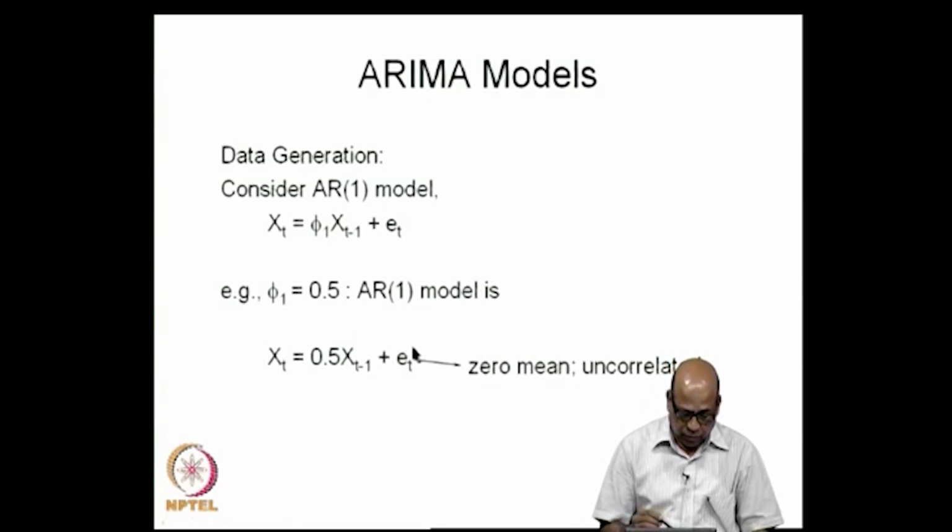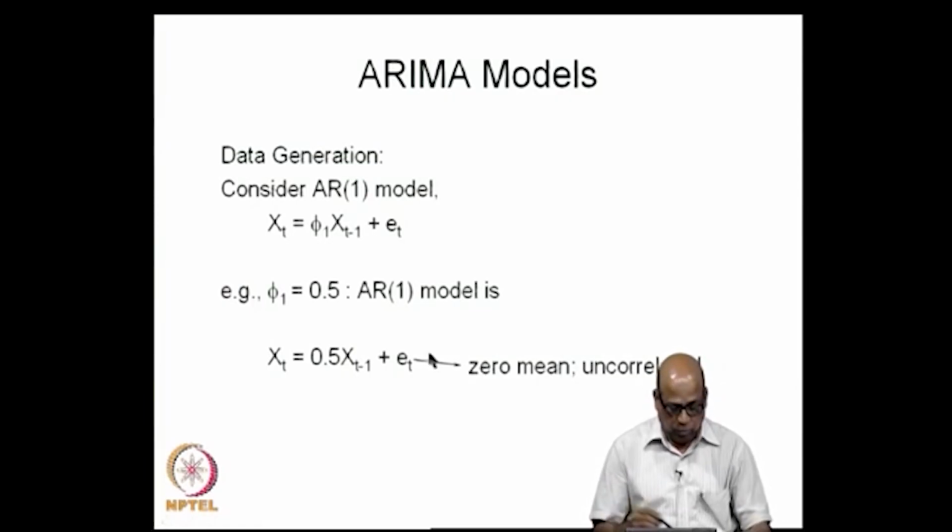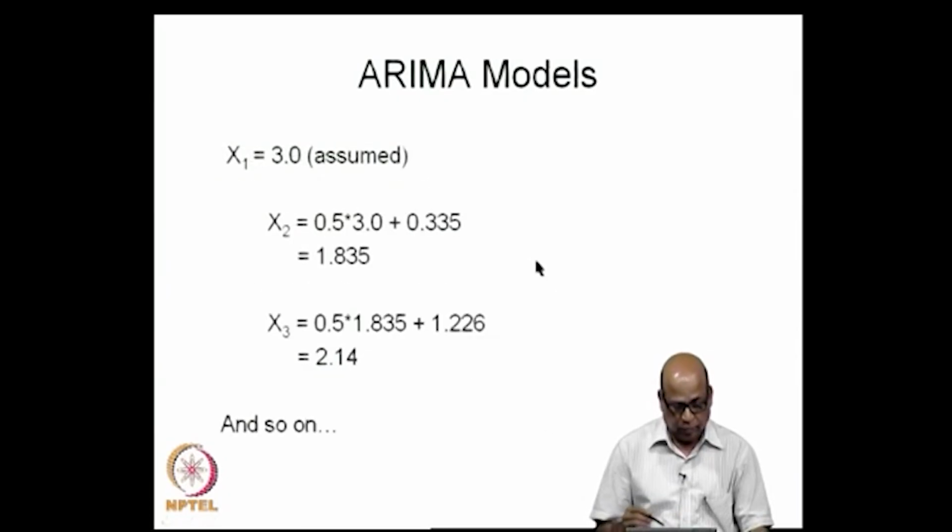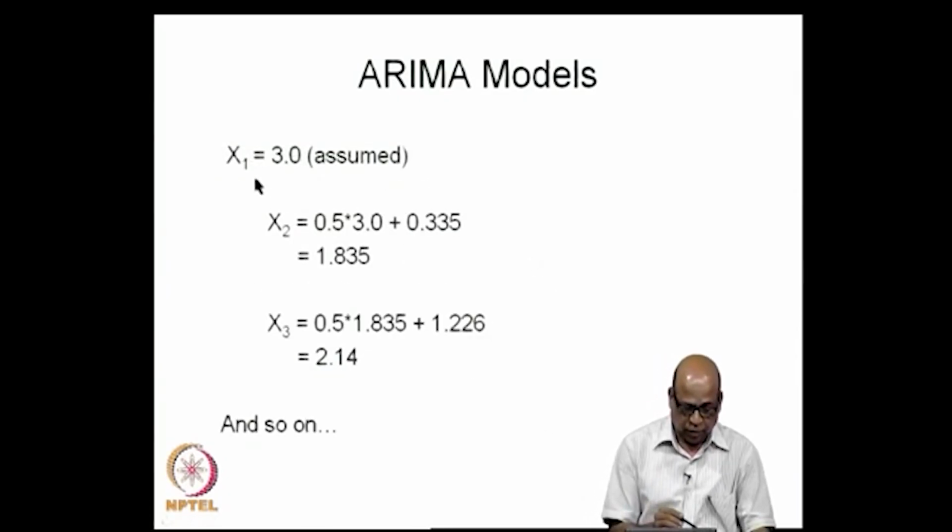So, to apply this, we choose the E t's such that they have 0 mean and they are all uncorrelated. For example, if you take the standard normal deviates, they all have 0 mean and, coming from a purely random sequence, they are uncorrelated. So, we choose the E t sequence following these two. Then let us say how do we apply it?